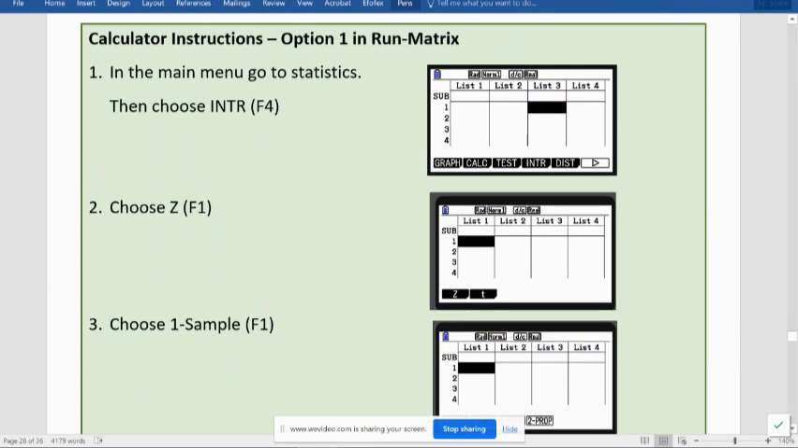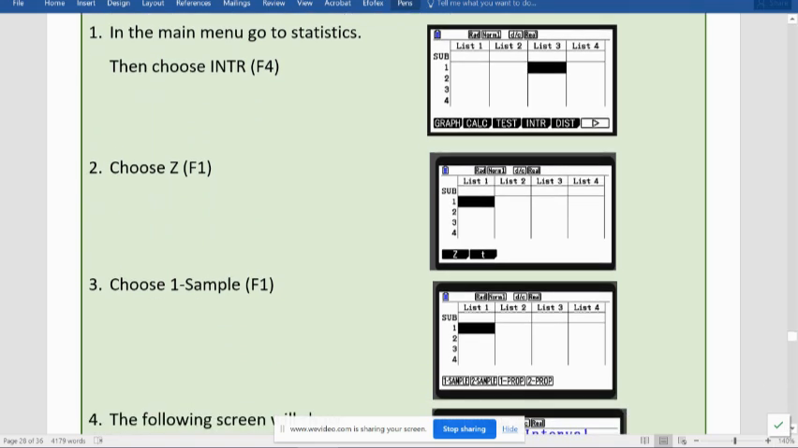Now here's the calculator instructions for it. I've got to admit my calculator's not working on my computer, so we'll just have a quick look at these and you can just do them as you go along.